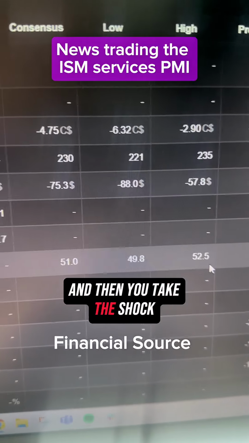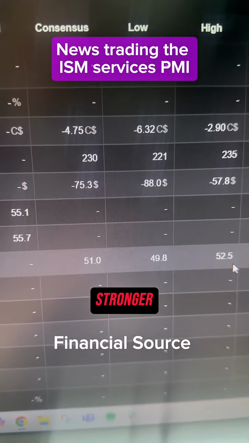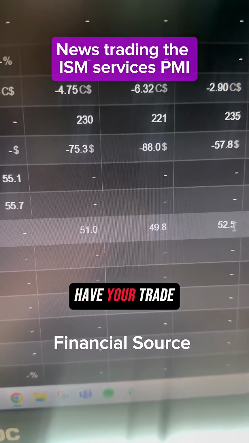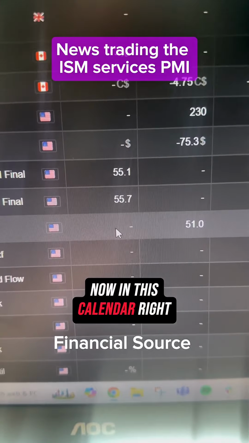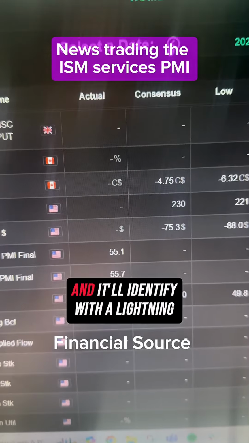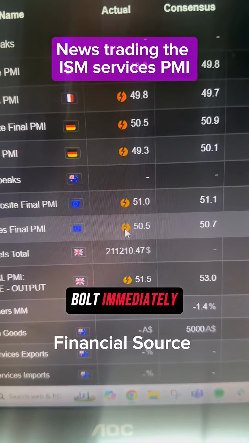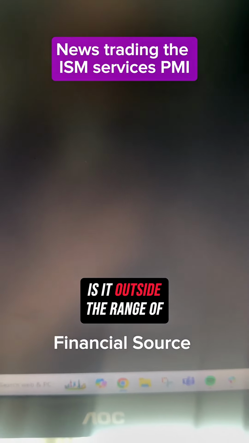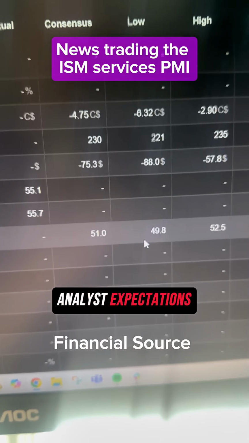And then you take the shock and you pair it with a strong or weak currency, and that's where you have your trade. Now, in this calendar, the actual number will come out here and it'll identify with a lightning bolt immediately to show you, okay, is it outside the range of analysts' expectations?